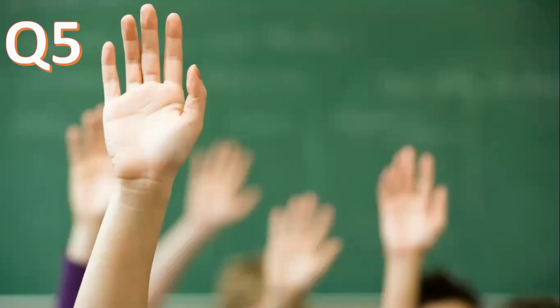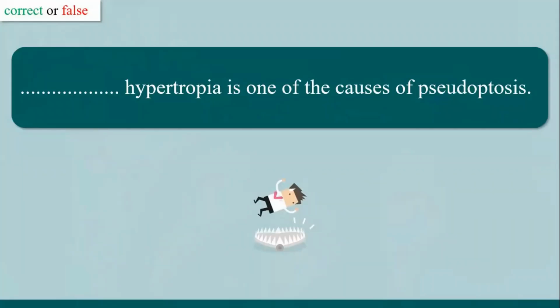Question number 5, correct or false? Hypertropia is one of the causes of pseudotosis. So whenever you see this icon, there is a trap. False. Why false? If you say false, what is the correct answer?